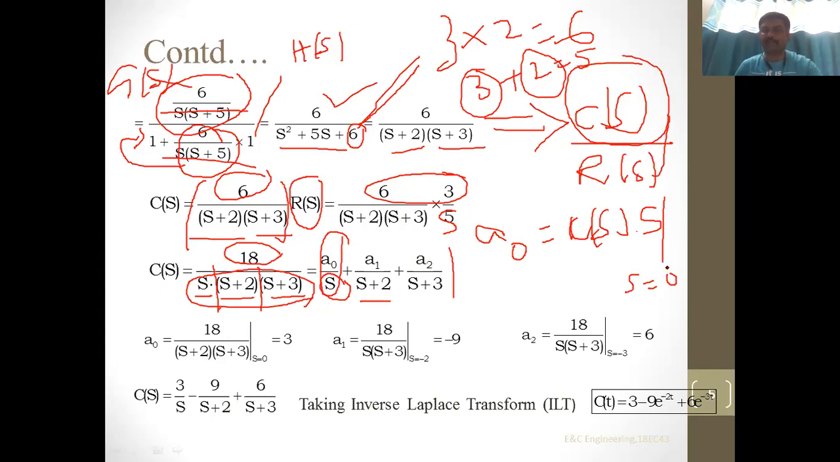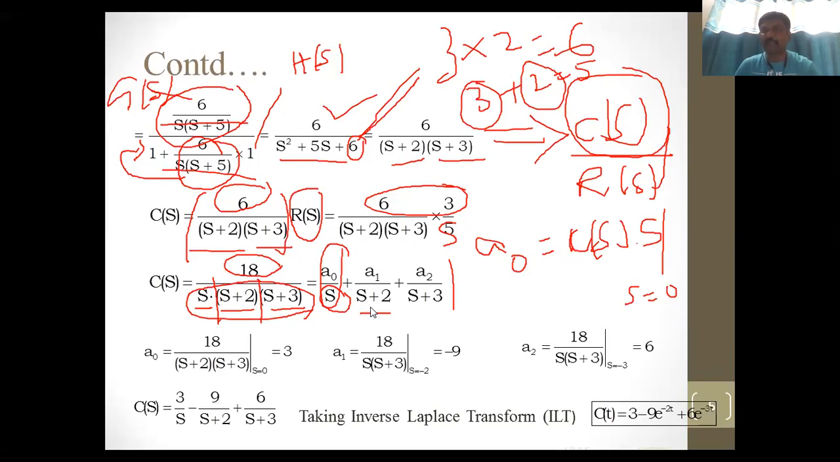Why shall I replace S is equal to 0? It is very simple. Now where does this S exist? Only at the origin. Similarly, if I take S plus 2, where does this S plus 2 exist? At S plus 2 is equal to 0, or S is equal to minus 2. Are you understanding what I am saying? Thereby this is the simple logic you need to follow. The same method we follow for the rest of the problems.